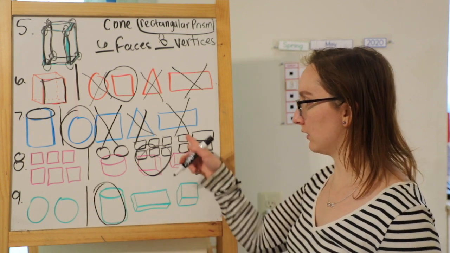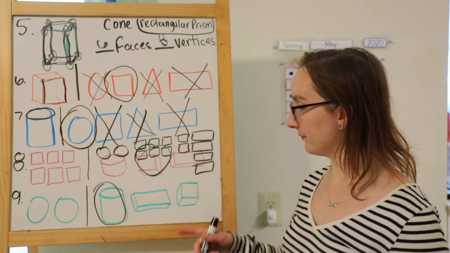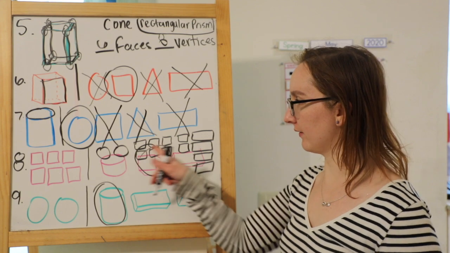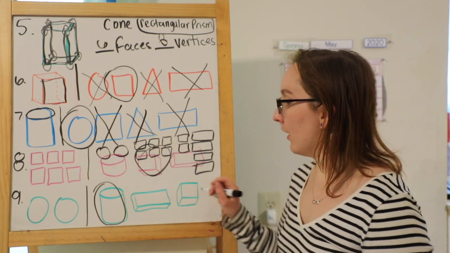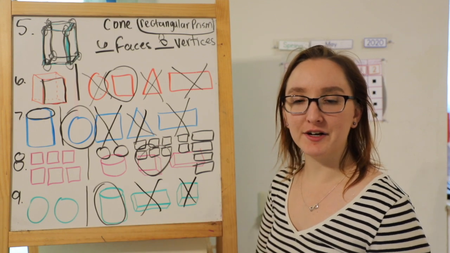My rectangular prism would look a little something like this, and that's not what I see. And my cube would look a little something like this or like that. So it can't be my cube either. So it looks like it is my cylinder.